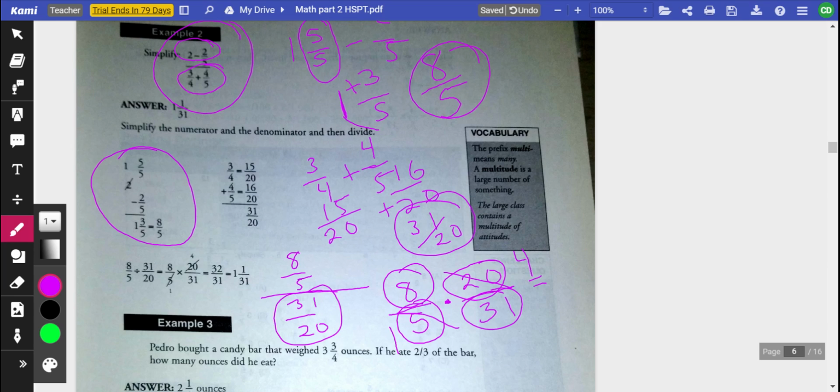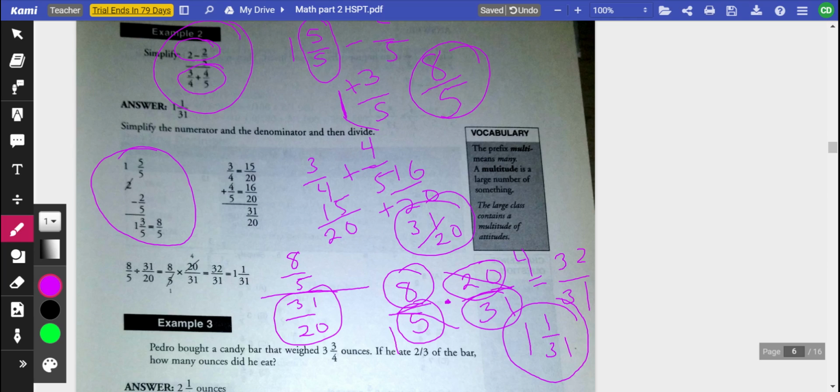So 8 times 4 is 32. And then 1 times 31 is 31. So we end up with 1, right? Because there's one group of 31 in 32, because 32 minus 31 is 1 over 31. So I have one group of 31 in this whole numerator of 32. So that's where I got my whole number 1 with a leftover singular 1 that I drop down and leave over 31. So all that hard work and we get this answer.